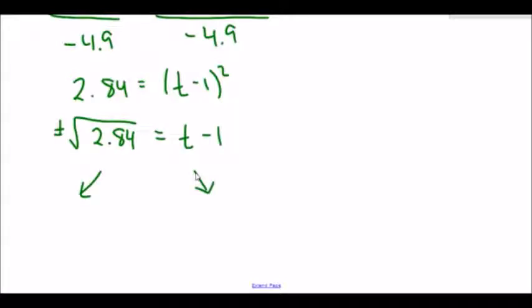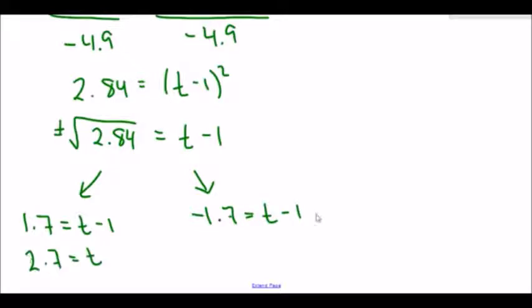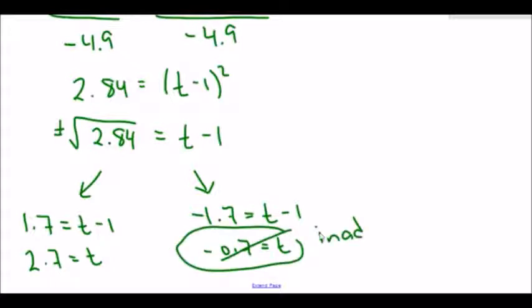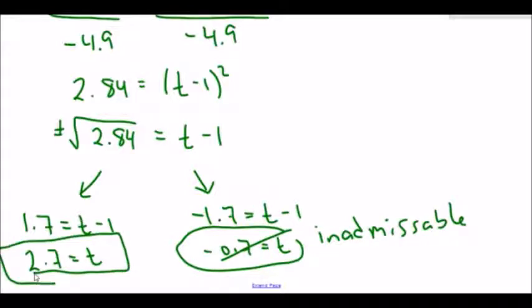The square root of 2.84 is about 1.7. So I have 1.7 equals t minus 1, or negative 1.7 equals t minus 1. So if I add 1, I get 2.7. If I add 1, I get negative 0.7. So this is obviously inadmissible, because it's the impossible root, the imaginary root I talked about before. Inadmissible, because time doesn't go backwards. So the ball hits the ground in 2.7 seconds.